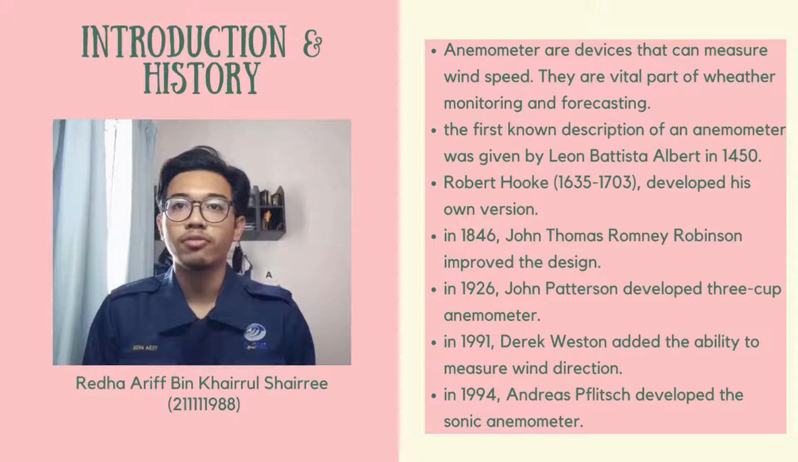From 1635 to 1703, Robert Hooke developed his own version, with some mistakenly crediting him as the inventor. In 1846, John Thomas Romney Robinson improved upon the design by using 4 hemispherical cups and mechanical wheels. Then, in 1926, Canadian meteorologist John Patterson developed a 3-cup anemometer, which was improved by Brevoort and Joiner in 1935.